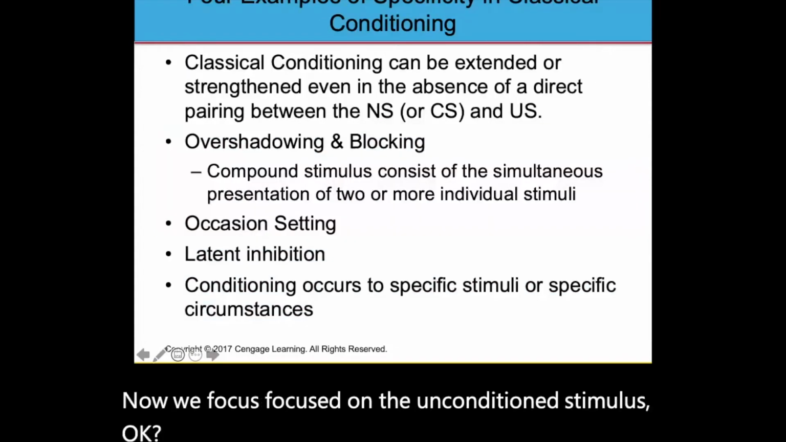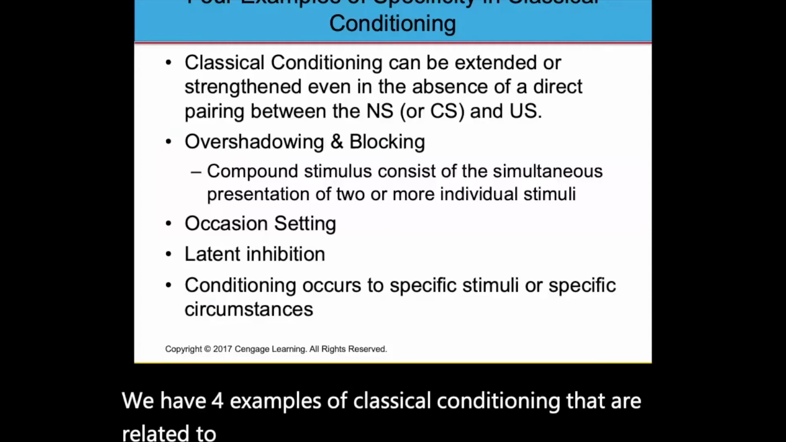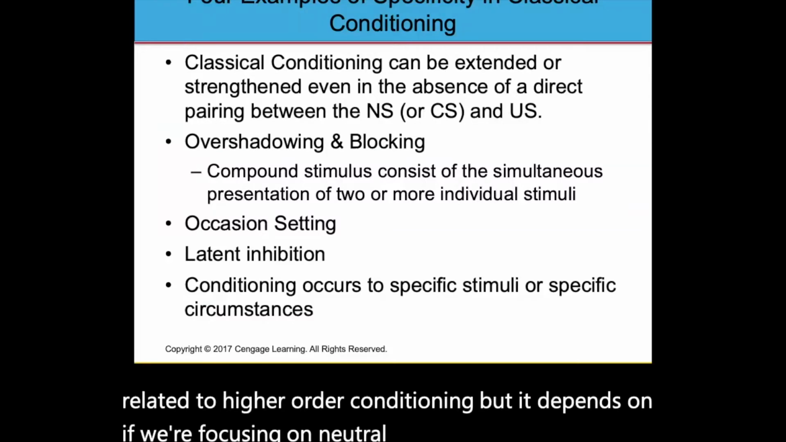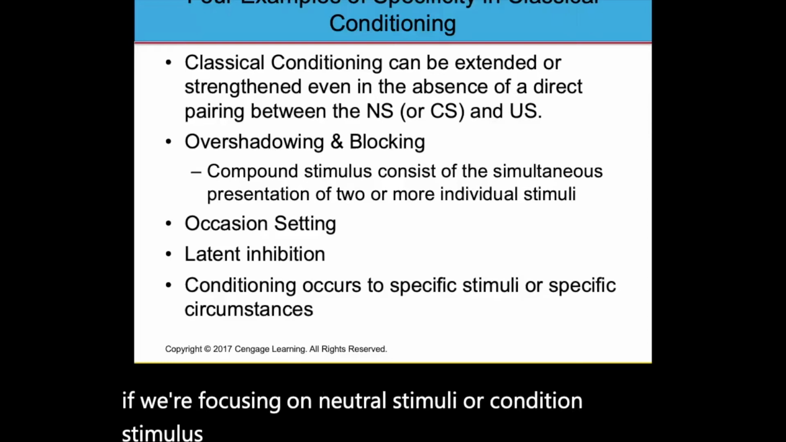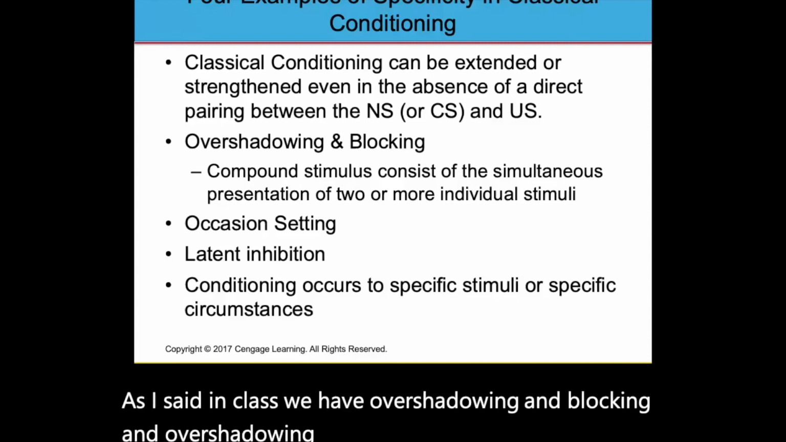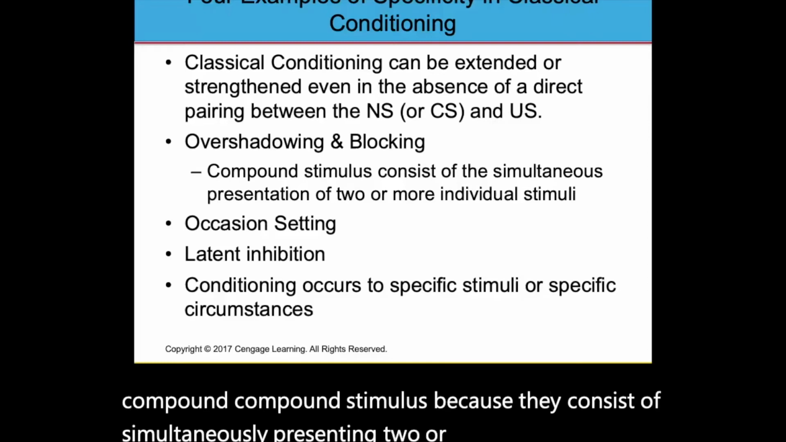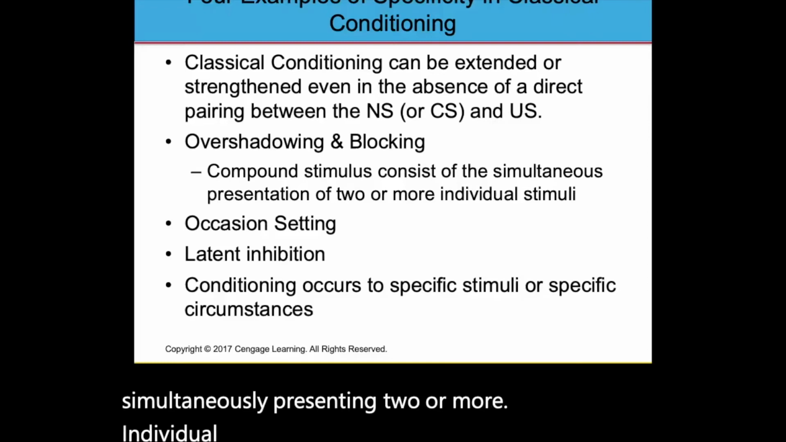Now we have four examples of classical conditioning that are related to higher order conditioning, but it depends on whether we're focusing on neutral stimuli or conditioned stimulus and the unconditioned stimulus. As I said in class, we have overshadowing and blocking. Overshadowing and blocking are considered compound stimulus because they consist of simultaneously presenting two or more individual stimuli, versus the other two examples. So let's get into this.